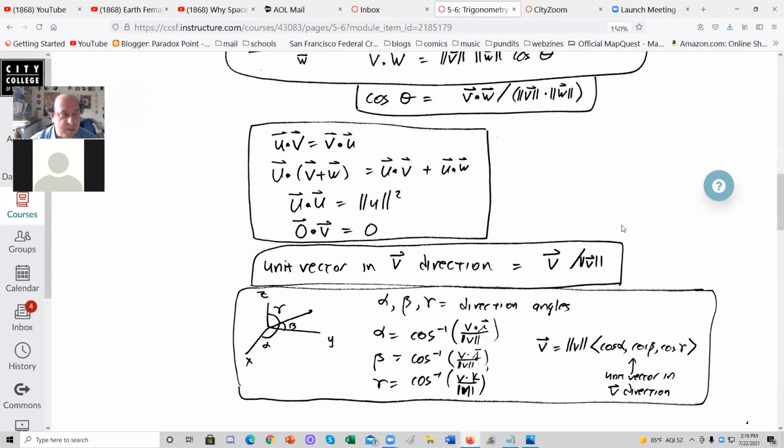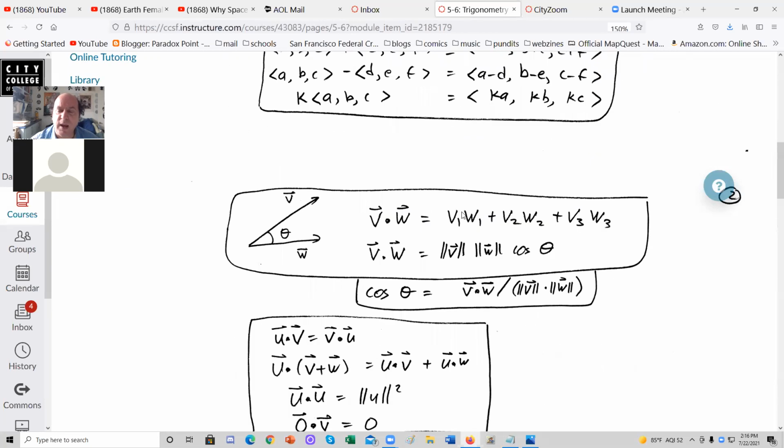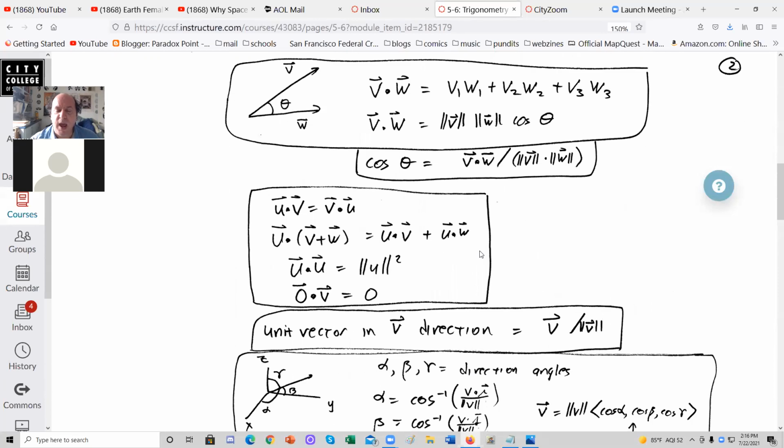And like in the two-dimensional case, the dot product is commutative: u dot v equals v dot u. It distributes over vector addition: u dot (v plus w) is u dot v plus u dot w. The dot product of a vector with itself is its length squared. Again, that follows pretty much directly from both this definition and this. And the zero vector dot v is 0.